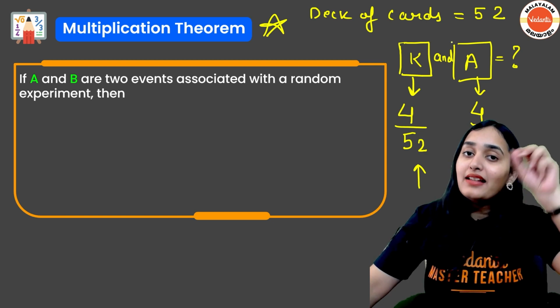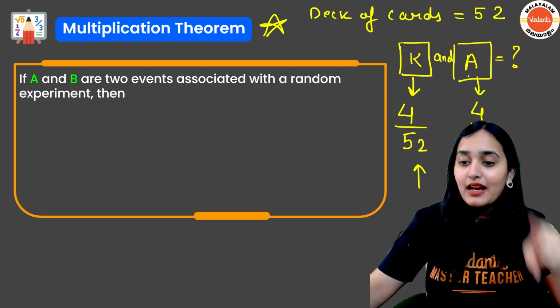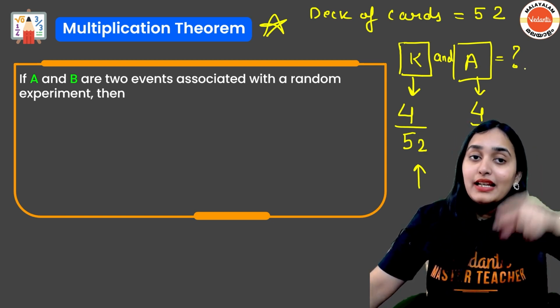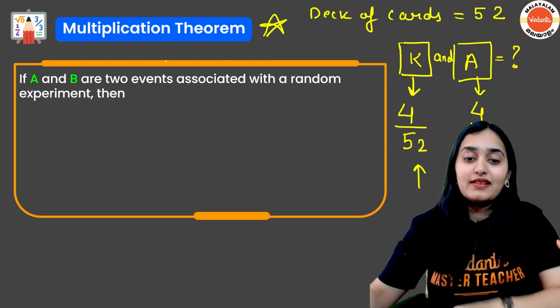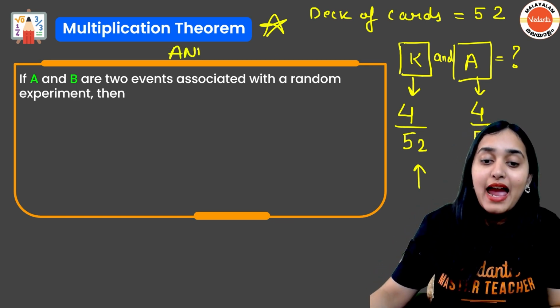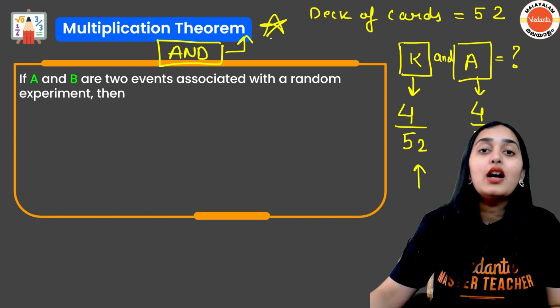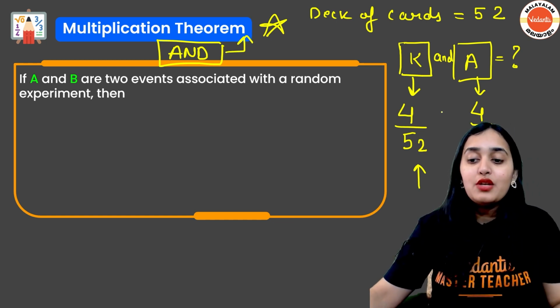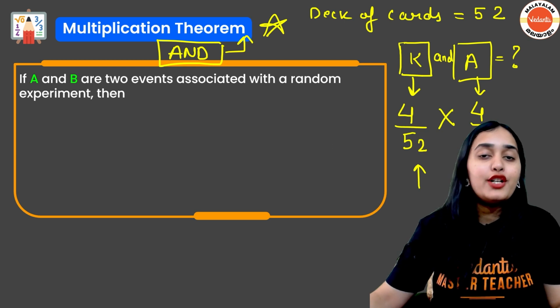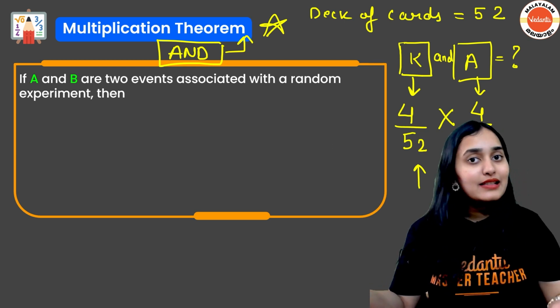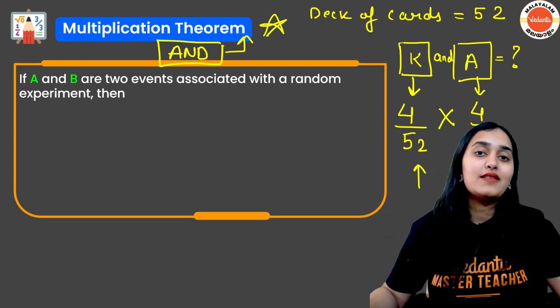In the second chance you should get an ace, it is compulsory. So when it is compulsory, this and this. The keyword here is "and". So whenever you see "and", you know you have to multiply. So it will be 4 out of 52 into 4 out of 51. That's the basic logic behind the multiplication theorem.